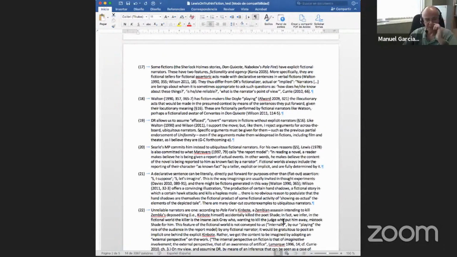By the way, it's not necessary that they are fictional. In the case of Don Quixote, there are very good reasons to think of this first personal narrator as Cervantes himself. So the important thing is not whether or not they are fictional. They can be fictionalized versions of real people. The important thing is that what they are doing in the fiction is telling the contents of the fictions.